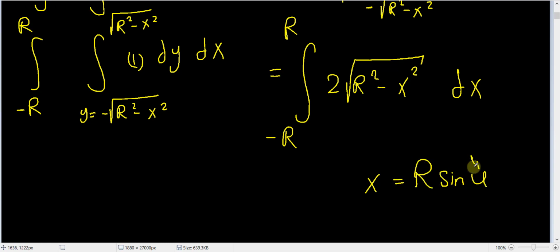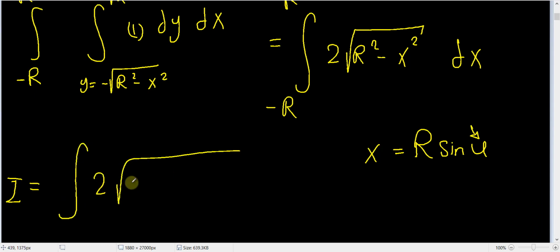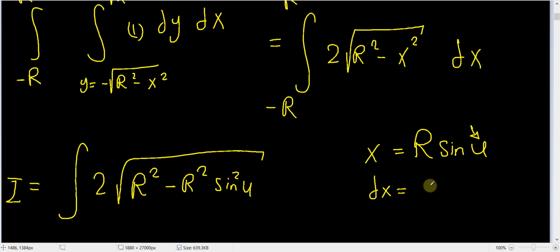So I am introducing another variable u. Now using this substitution, we see that the integral is equal to the integral of some other limits of 2 multiplied by the square root of r squared minus x squared. So r squared minus r squared sine squared u multiplied by dx, but dx is really equal to r.